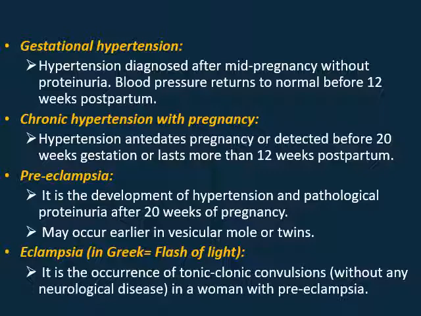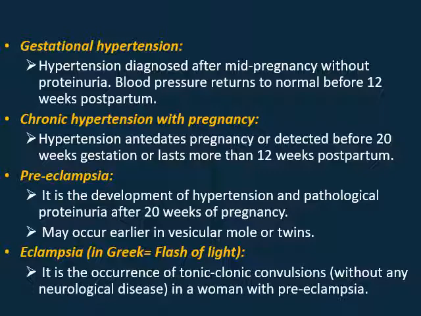Gestational hypertension is diagnosed after mid-pregnancy without proteinuria. Blood pressure returns to normal before 12 weeks postpartum. Chronic hypertension with pregnancy is hypertension antedating pregnancy or detected before 20 weeks or lasting more than 12 weeks postpartum.